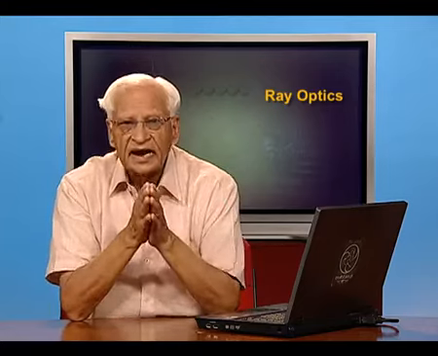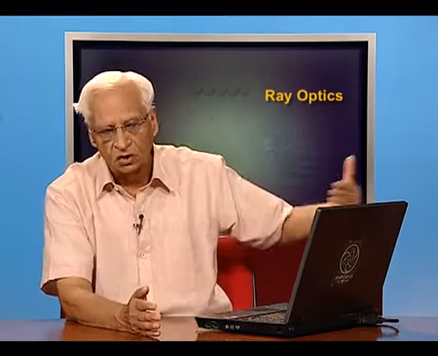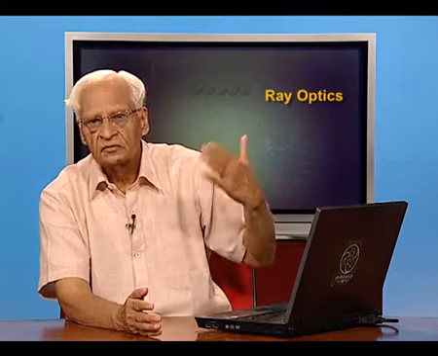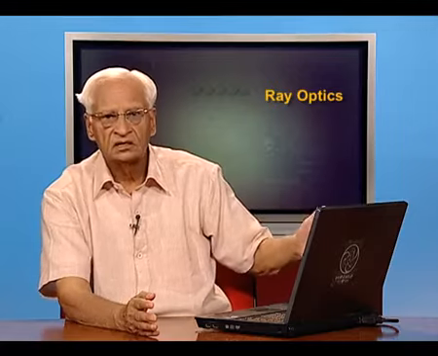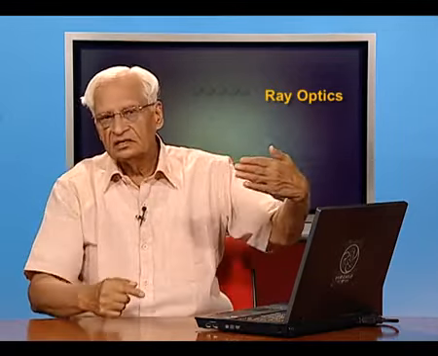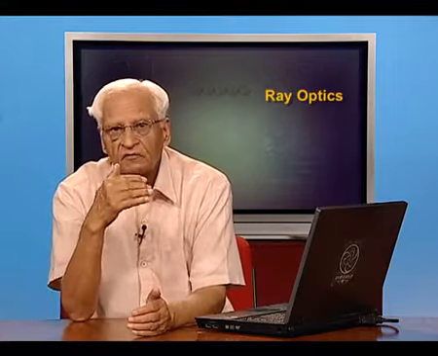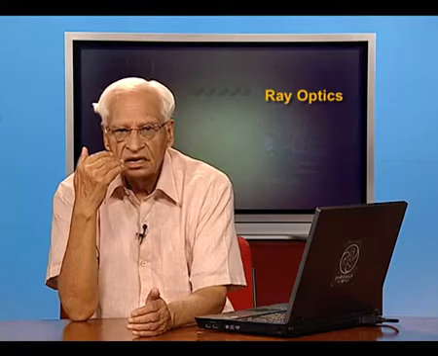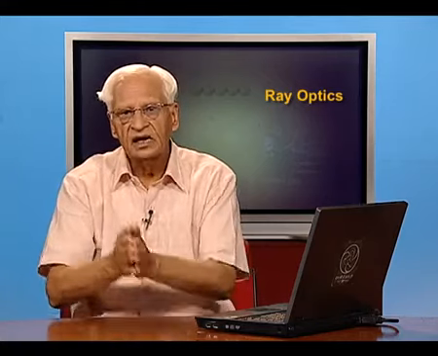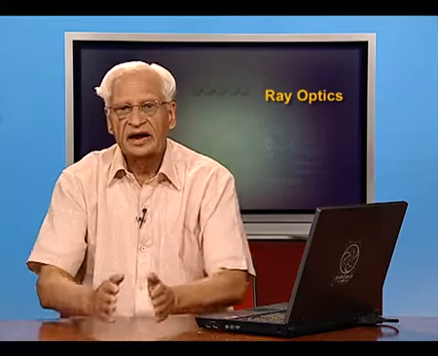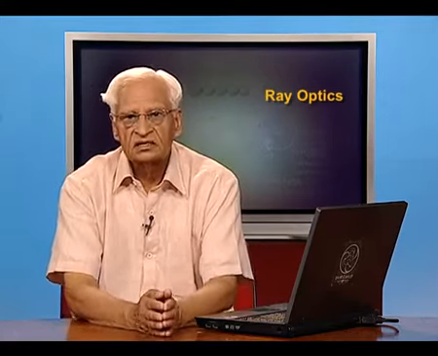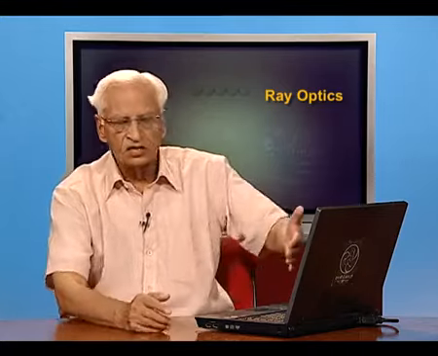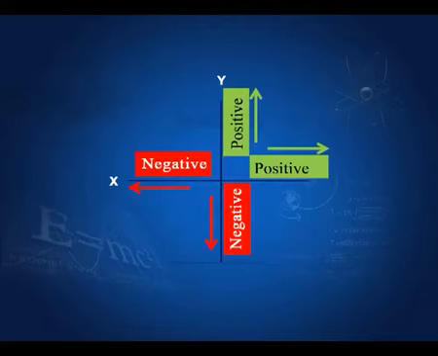Now, to understand and to solve the problems of reflection and refraction from spherical surfaces, we need a convention. We need to give signs to the various quantities, and if we use one convention consistently, then we will get consistent answers. And the simplest of these conventions is known as the Cartesian convention. Why is it simplest? Because it is dependent on the Cartesian frame.